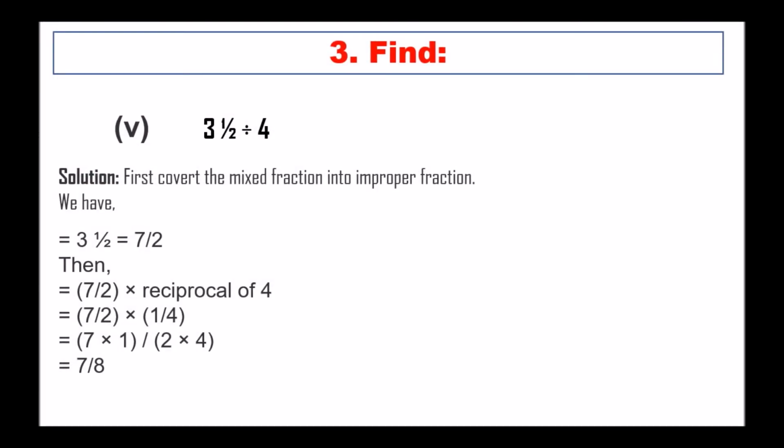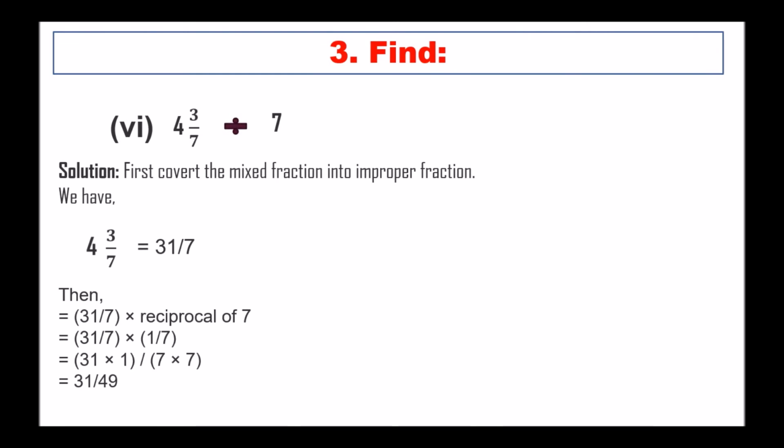3 and 1 by 2 divided by 4. First we will convert 3 and 1 by 2 into improper fraction, that is 7 upon 2. Then we will multiply that with reciprocal of 4. 7 upon 2 into 1 by 4. So first we will multiply the numerators, that is 7 and 1, and then the denominators, that is 2 and 4. So 7 into 1 is 7, divided by 2 into 4 is 8. So the answer is 7 upon 8.